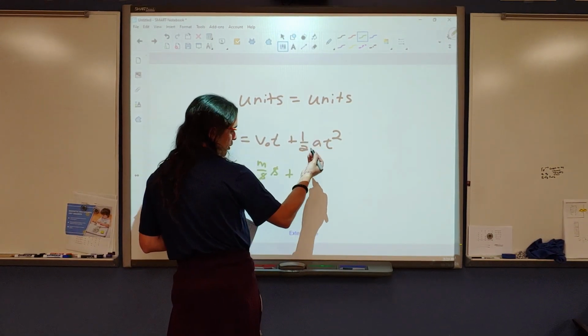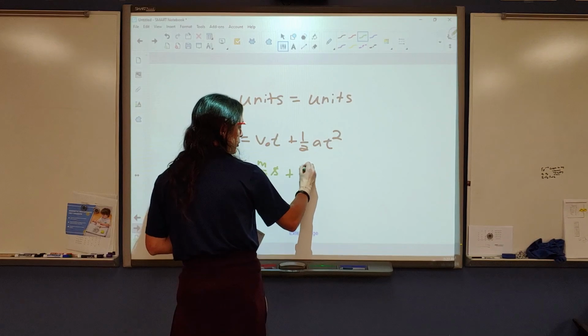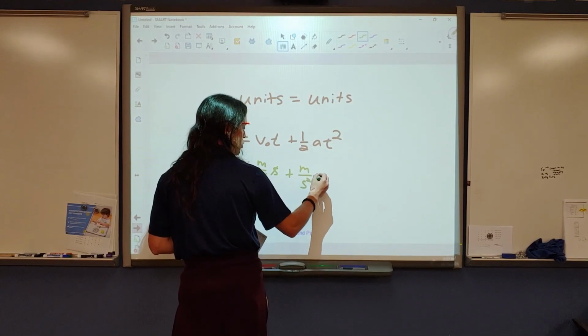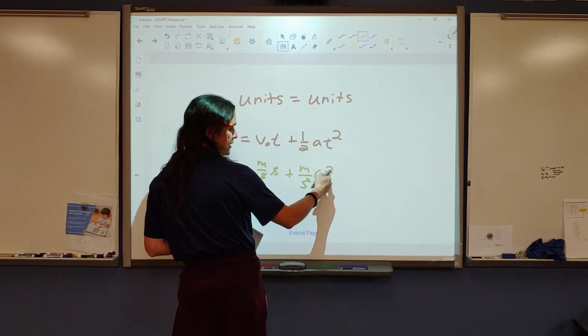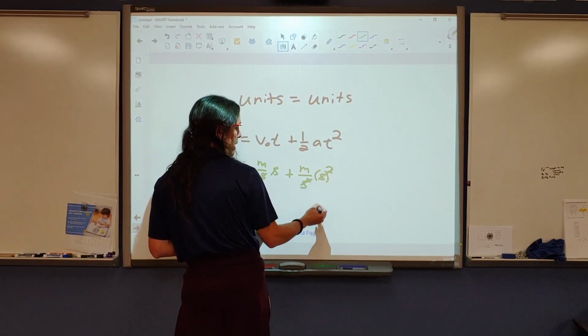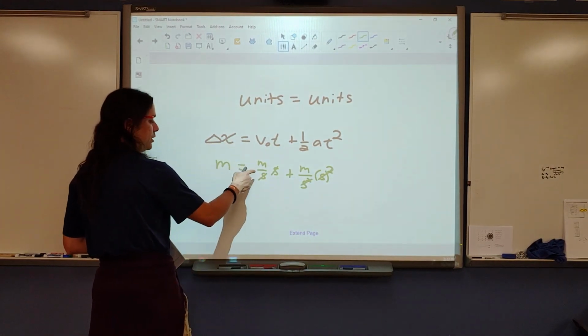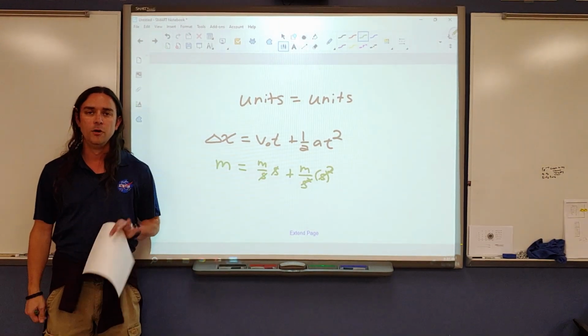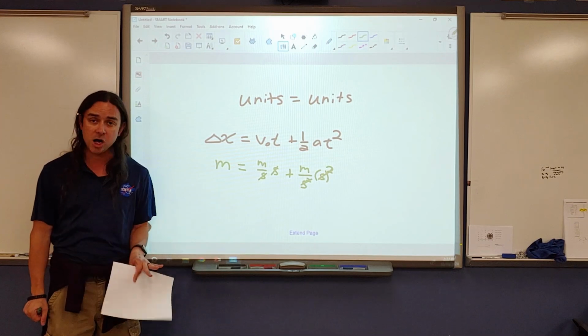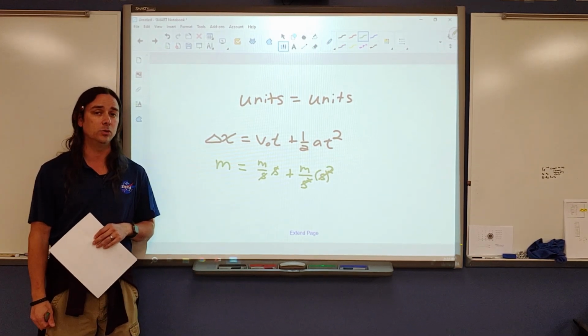Plus 1/2, well, that's just a number, it doesn't have any units. Acceleration has units of meters per second squared, and I'm going to multiply that by a time squared, where that's seconds, and then I'd square them, and then the seconds squared cancel out, and I see that meters would equal meters plus meters. Well, all of my units work out. For an equation to be possible, the units absolutely must work out.